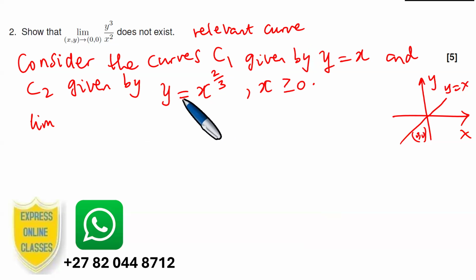Also we choose this curve here, and whenever x is 0, y is 0, so surely this curve also passes exactly through the origin. So both curves indeed are relevant curves, and we have chosen both curves.